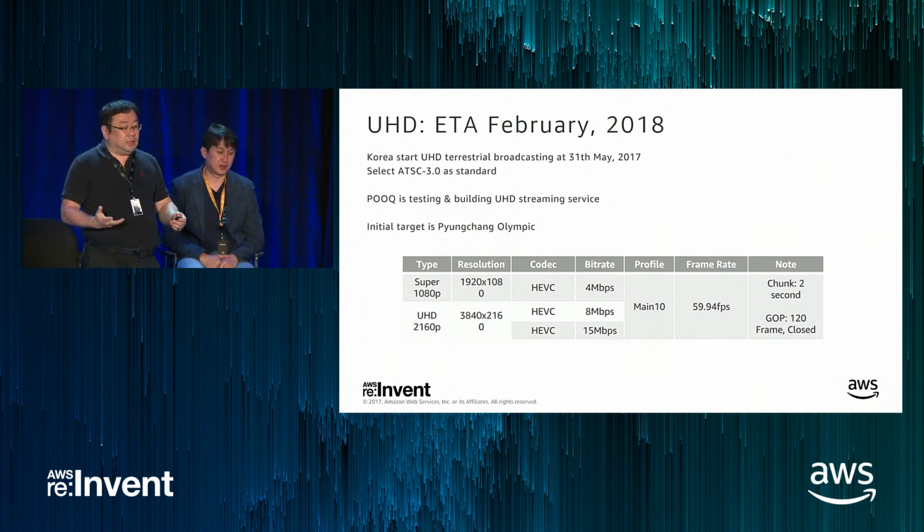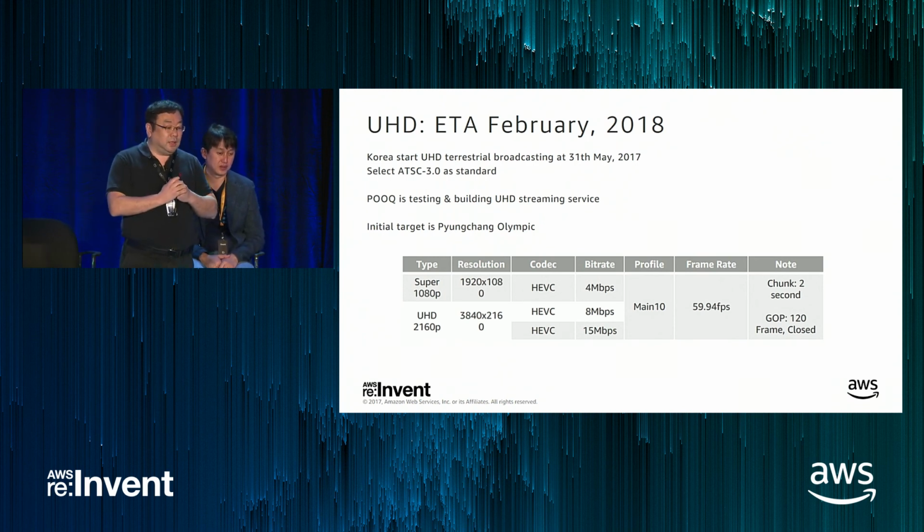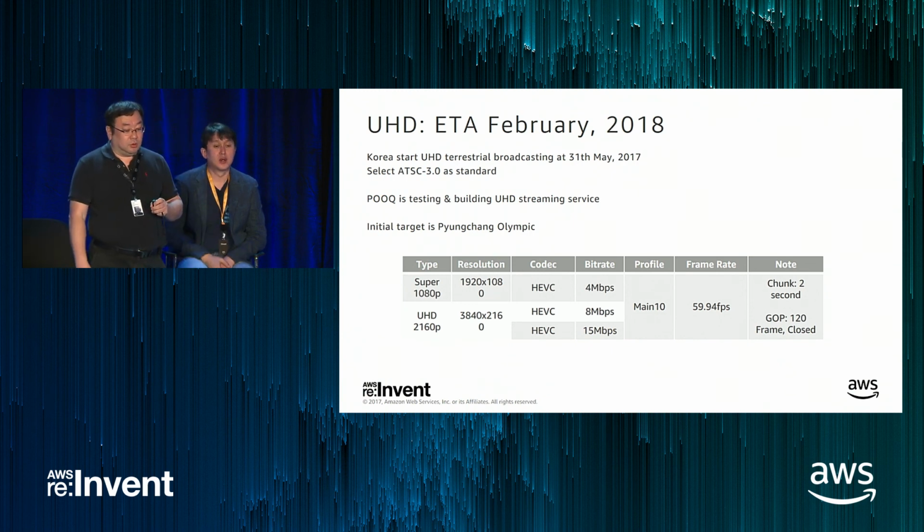UHD, we are having an ETA of February 2018, and we're going to have Super 1080 and UHD 2160p, and we are going to use HEVC, and the highest bitrate will be 15 megabits, and the frame rate is, of course, 60 FPS.